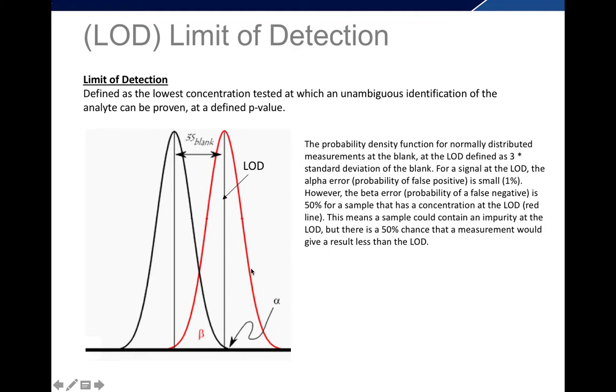Defining the LOD as 3 standard deviations, you have a very small chance of having an alpha error. So if you actually have analyte, you will detect it, right? It's a very small chance that you would have that error, 1% at 3 times the standard deviation. However, the beta error, the probability of false negative, is 50%, meaning you may actually have sample, but you'll say that you don't. For this reason, although we can be sure if you have a signal that it's real, that you actually do have something in your sample, it's not really a good range to be quantifying your analyte. And for that, you really need to be at the limit of quantification.